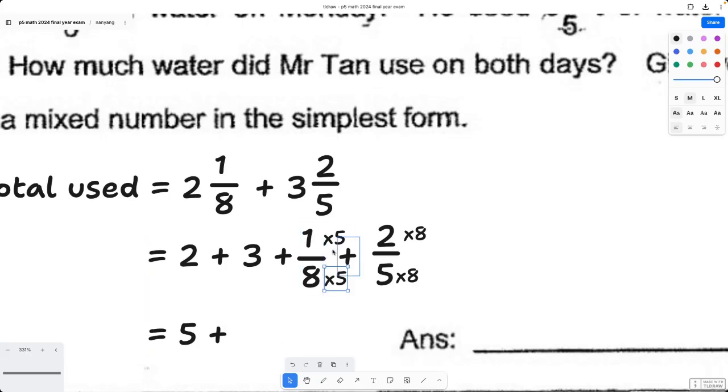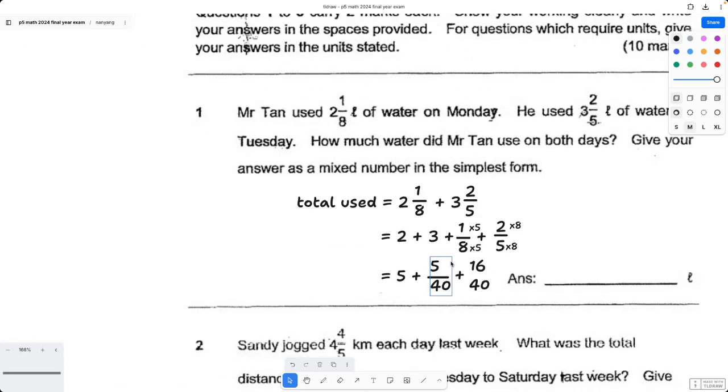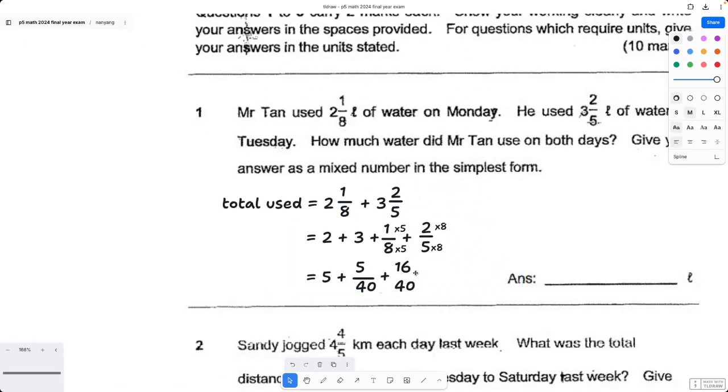So what will this 1/8 become? This will become 5/40. And then plus, I'm going to put a line over here, 2 times 8 is 16/40. Okay, so now we have this. Now we can simplify it even further. So I'm going to move these all the way over here.